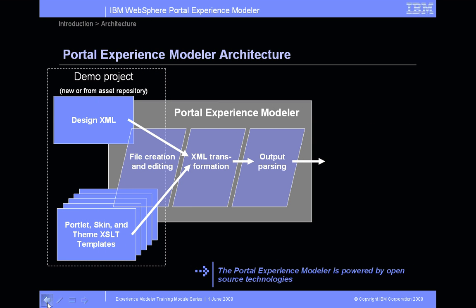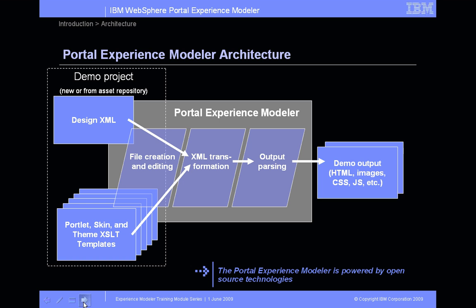Here we get a simple look at the basic architecture of the Experience Modeler. Within the gray box, you have basically what is the tool, and in the dotted lines on the left, you can see what would be a typical demo project, which has the design XML and various portlet, skin, theme, XSLT modules. These are edited and maintained within the Portal Experience Modeler, and they're all combined when you push the button and transform the thing into output, which is parsed, giving the resultant set of stacked files on the right. So it's actually a very simple architecture.